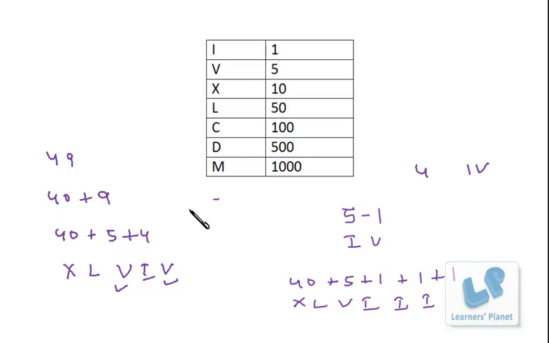So what I do is I write 40 plus 9. Now what 40 is? It's XL. And what 9 is? If I deduct 1 from 10, I'll be getting 9. And how do I do that? If I write I before X, I'll be getting 9. So it's XLIX. Okay. So it's 40 plus 10, 50 minus 1, 49.